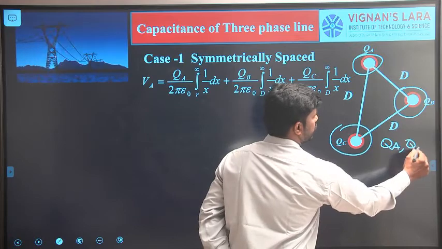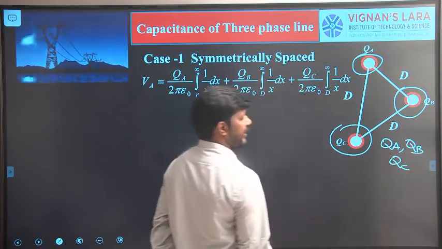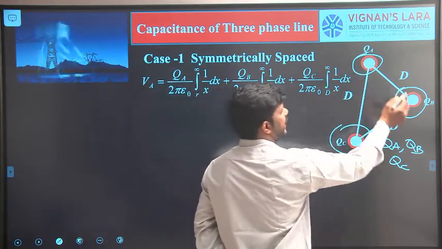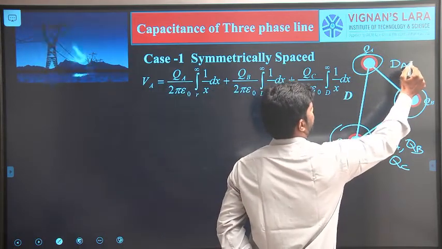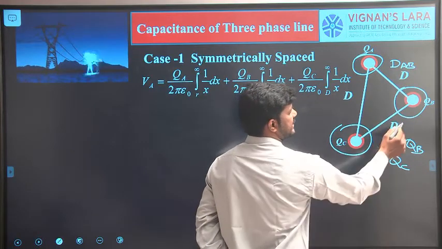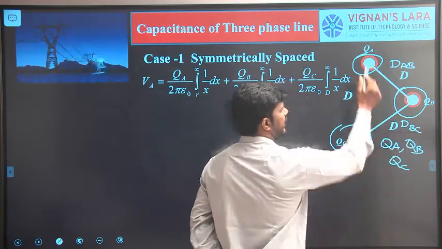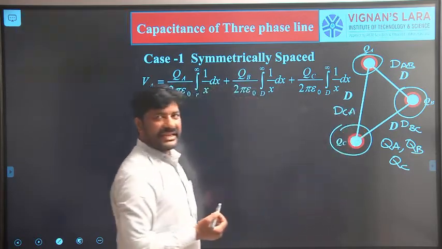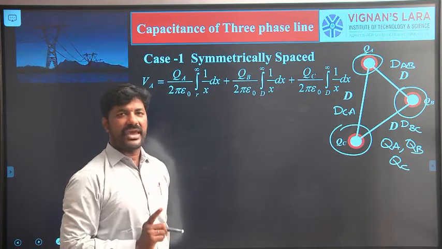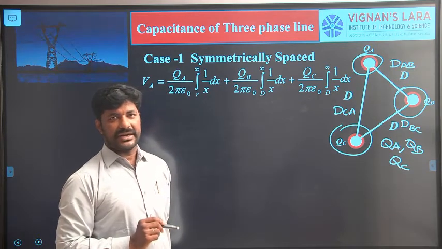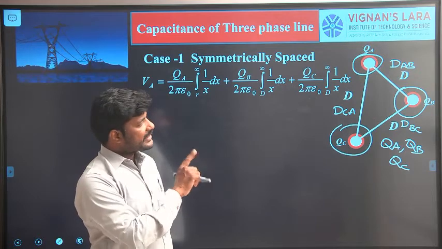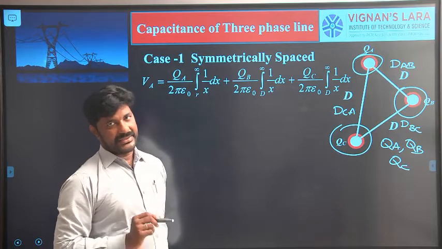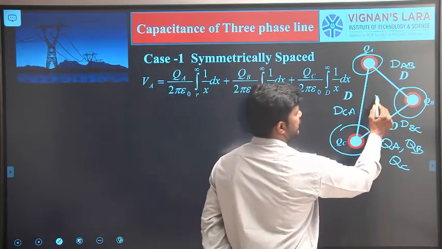They are separated by distances. The distance between conductors A and B is DAB, the distance between conductors B and C is DBC, and the distance between conductors C and A is DCA. These three distances between the conductors will be used in our derivation part. These three conductors are similar in physical dimension, having the same radius, small r. r is the radius of the conductor.